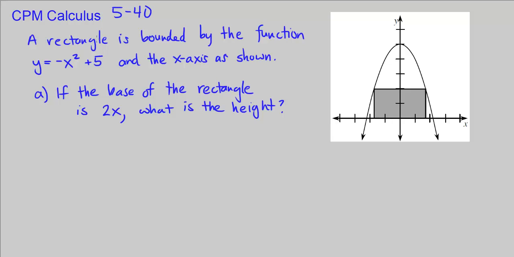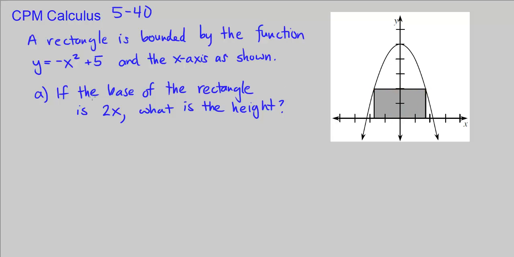This is CPM Calculus Chapter 5, number 40. So a rectangle is bounded by the function y is equal to negative x squared plus 5. Here we have the rectangle, here we have the function y, and the x-axis. So it's bounded by these two, and here are the points, right?